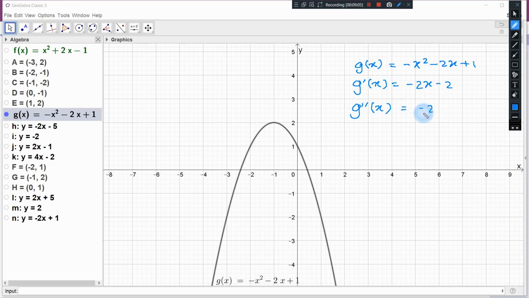So from here we get a negative value for the second derivative. We know that when x increases, the first derivative or the gradient of the tangent decreases. So in this case, when the x increases 1 unit, the gradient of the tangent decreases 2 units. Okay, let's see correct or not.